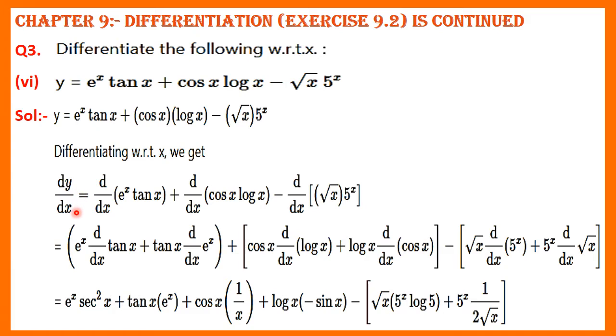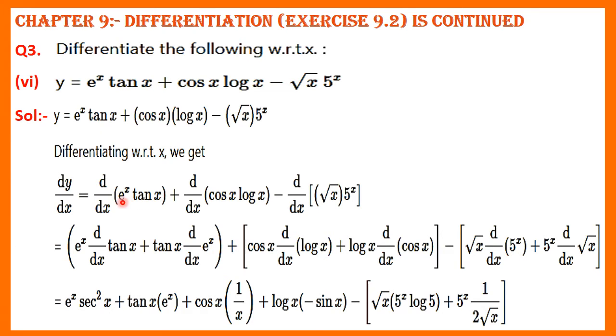So dy by dx is equal to d by dx of e raised to x into tan x with respect to x, plus d by dx of cos x into log x, minus d by dx of root of x into 5 raised to x. Now the first term is the product of e raised to x and tan x, so we will apply the UV rule or product rule of differentiation.